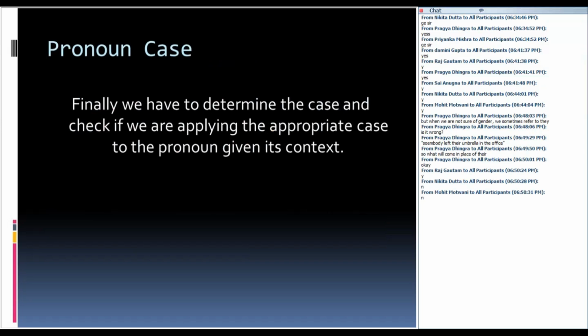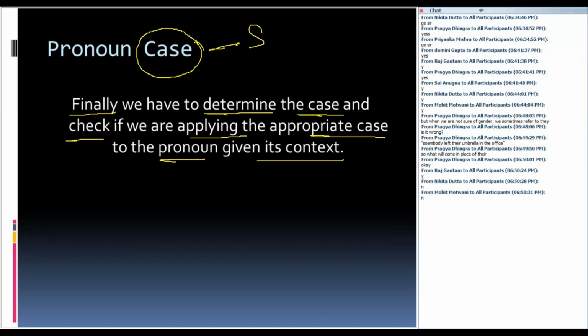The third error related to pronouns is pronoun case errors. Now, pronoun case. After you look at pronoun reference errors, after you look at pronoun agreement errors, finally you will have to determine the case, and you will have to check if you are applying the appropriate case to the pronoun given its context. So whatever the books may say, in layman's language, case is nothing but the spelling or the form. What is going to be the spelling or the form of the pronoun depending on where you are using that pronoun.